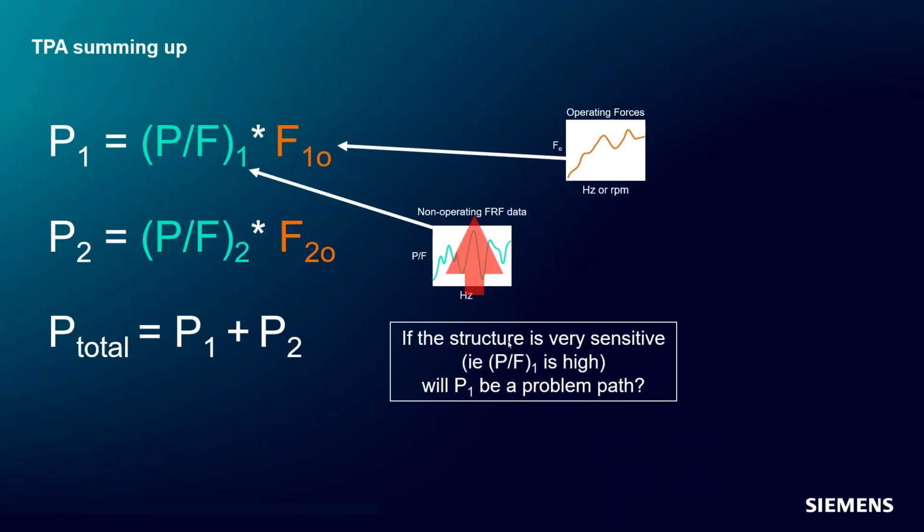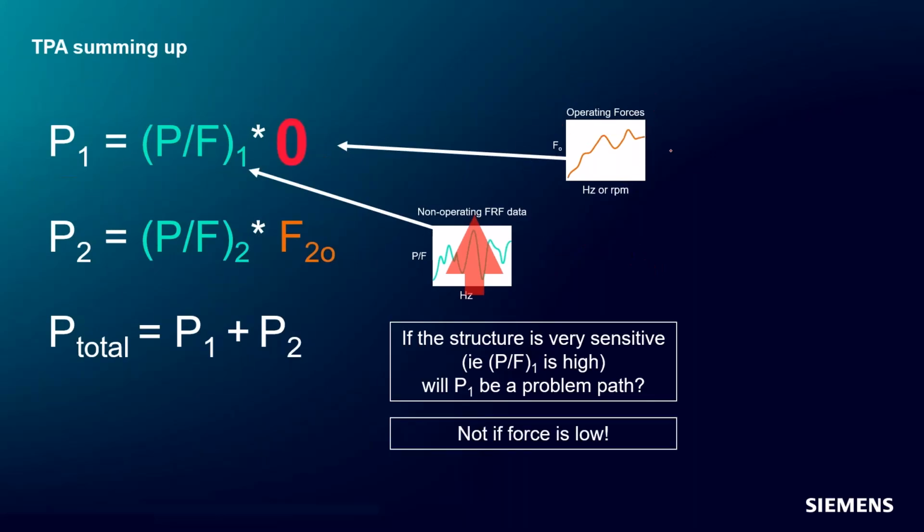In fact, let's say the sensitivity of this path is very, very high. Does that mean that P1 is going to be a problem? You know, if I draw here, I'll make up a number, 10,000 pascals per Newton, the highest sensitivity we've ever seen in a peak on a structure. Is P1 for sure a problem path? It could be, depending on other factors. Like the operating force? Yeah. If the operating force was 0, this thing could be as high as it wants to be, right? Nothing's going to come out of path 1.